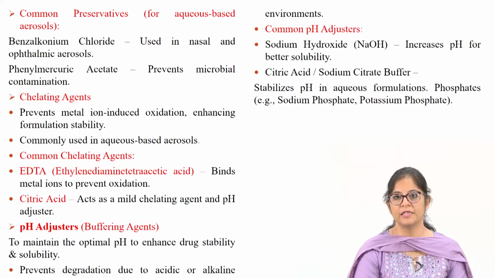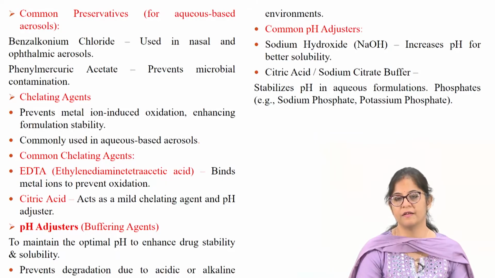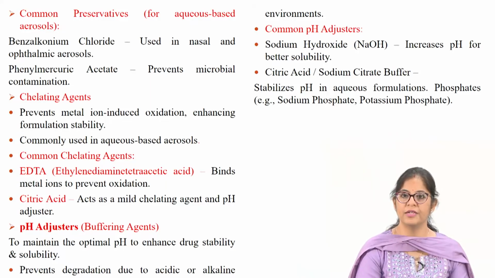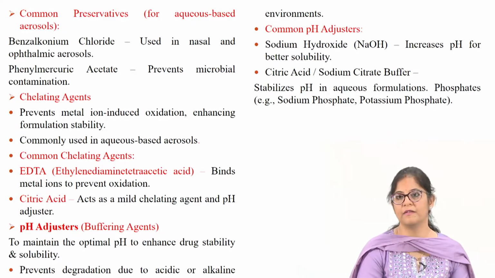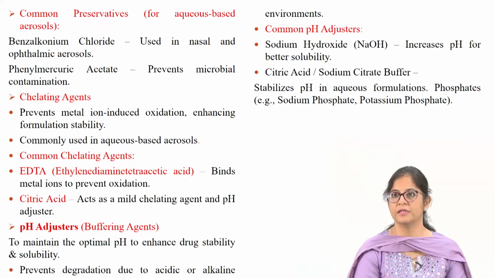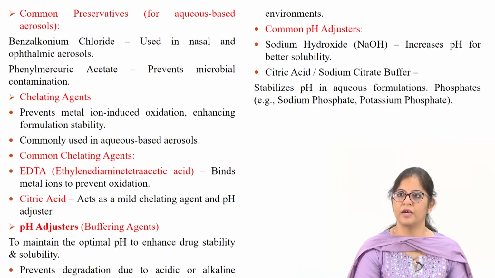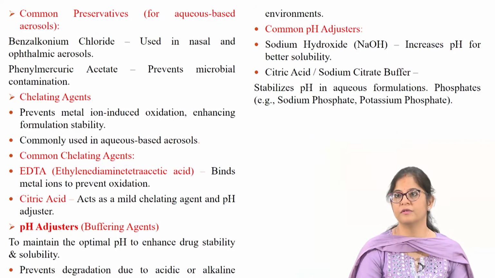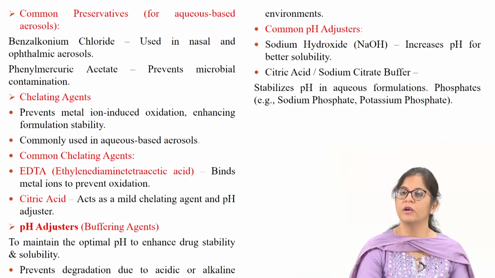Common chelating agents are EDTA, which binds to metal ions to prevent oxidation, and citric acid, which also acts as a mild chelating agent and pH adjuster. pH adjusters are used to maintain the optimal pH to enhance drug stability and solubility. This helps to prevent degradation due to acidic or alkaline environments. Sodium hydroxide, citric acid, sodium citrate are generally used for stabilization of the pH for maintaining the stability of the formulations.